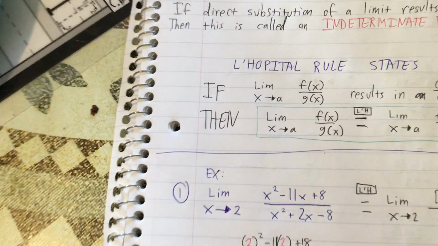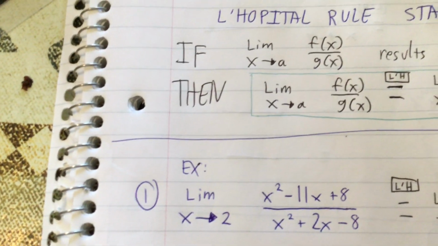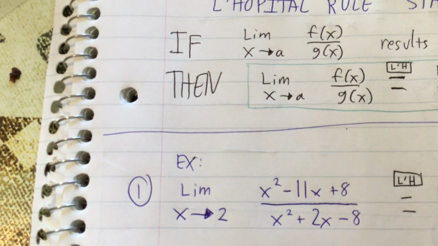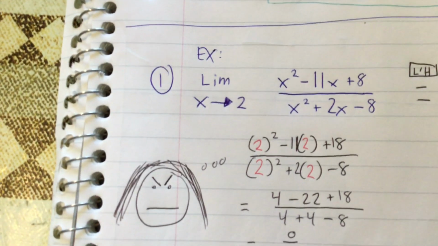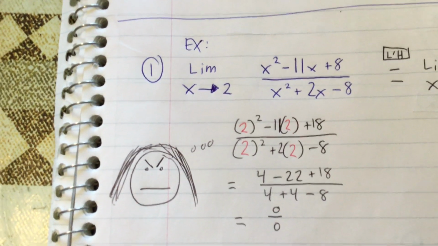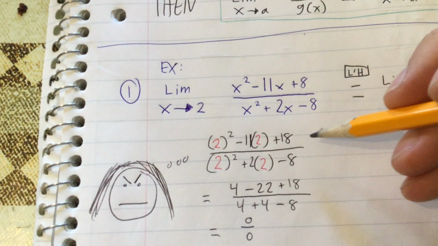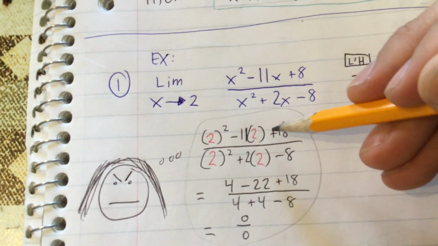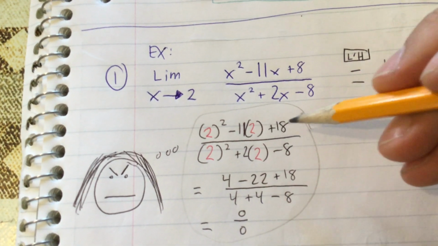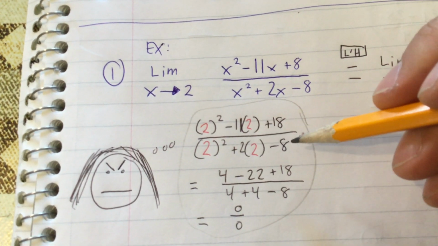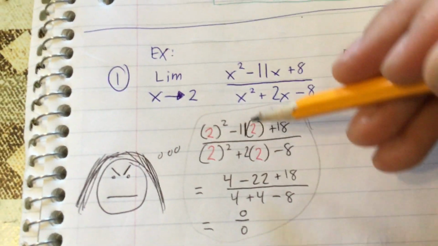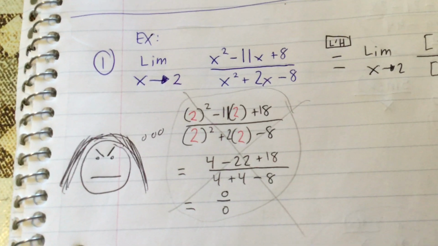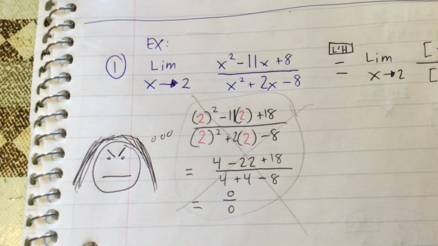So now let's take a look at problem number 1. The limit as x approaches 2 of x squared minus 11x plus 8 over x squared plus 2x minus 8. Once again, angry Isaac Newton. If I plug in 2, this is his thought bubble: 2 squared minus 11 times 2 plus 8 over 2 squared plus 2 times 2 minus 8. You guys know how this works. You plug in x equals 2. I'm not happy. There's a hole in the graph. And even though I'm crossing it out, it is part of my work.